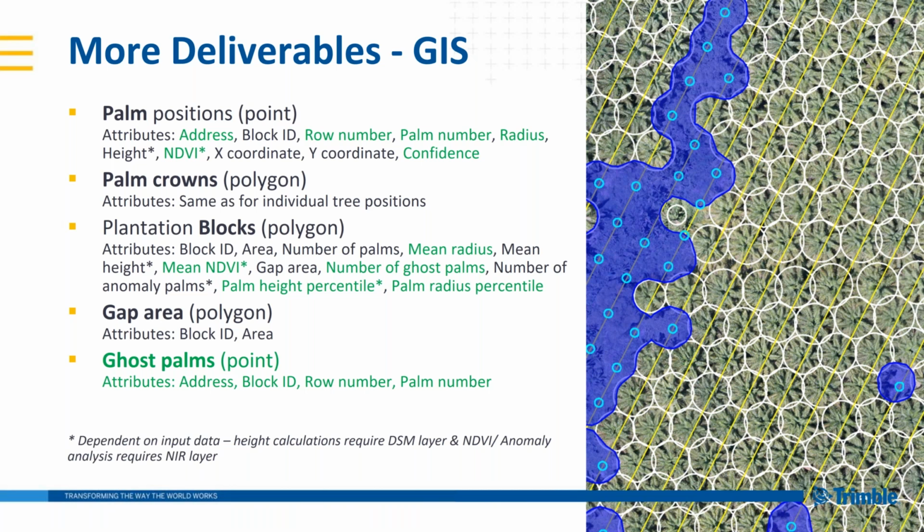Palm crowns, these are a polygon representing the palm crown. So you see that palm crown in white here in the image on the right. They have the same attributes that come with the palm positions. Okay.